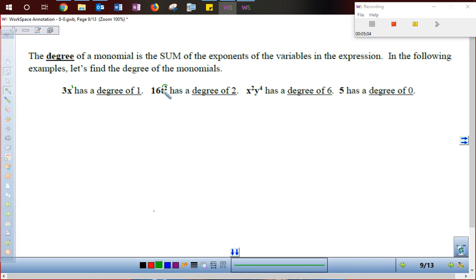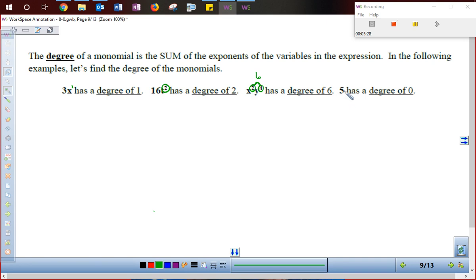16t squared has an exponent of 2, which means that my monomial has a degree of 2. Now, on x squared y to the fourth, this has two different variables with two different exponents. So to find the degree of the entire term, I need to take both of these exponents and add them together, and I'm going to get 6, which means that my monomial has a degree of 6.